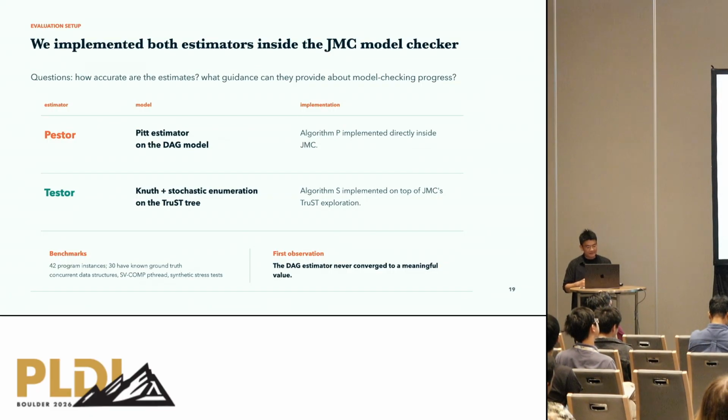The benchmarks we considered are standard concurrent data structures, such as a concurrent linked list, timestamp stack, and lower bound queues, etc. And as we count, there are also some synthetic stress test benchmarks. In total, we have 42 program instances, and for 30 of them we know the ground truth. The first observation in the evaluation is that the DAG estimator almost never converges to a meaningful value for all of our program instances, no matter how long we run it.